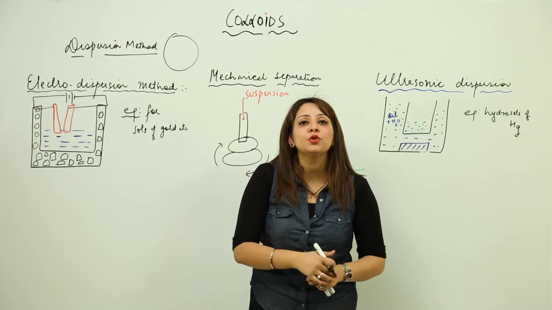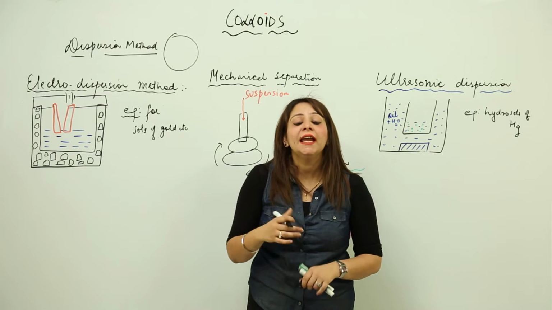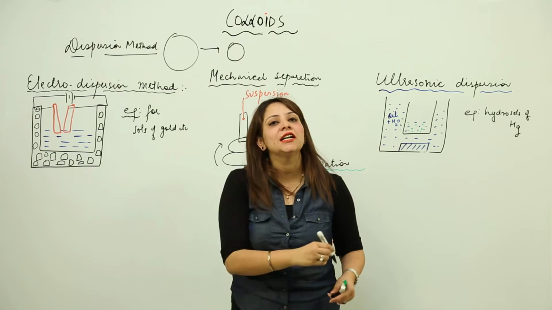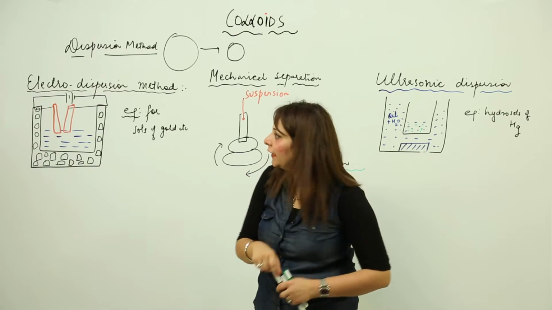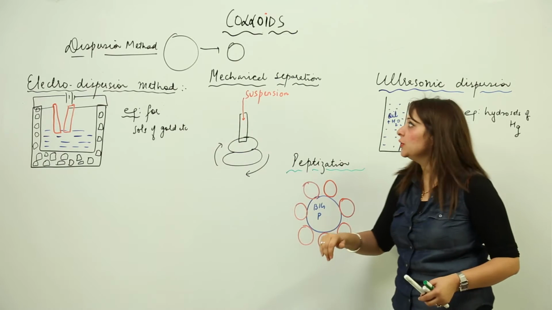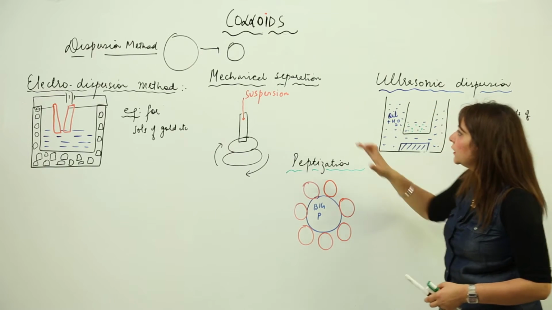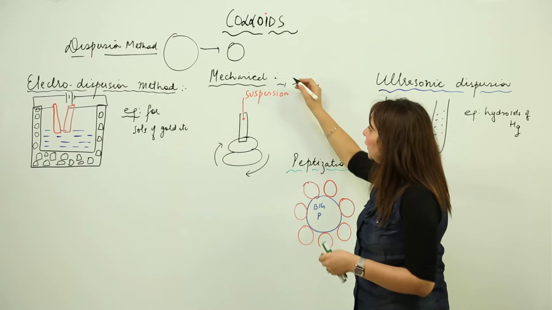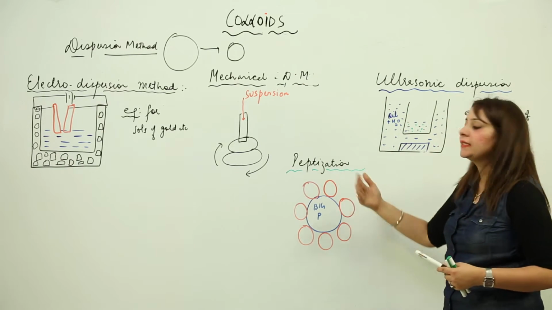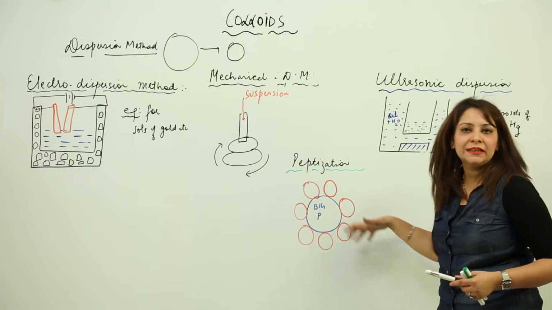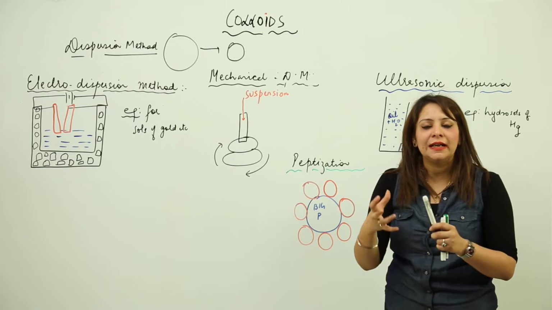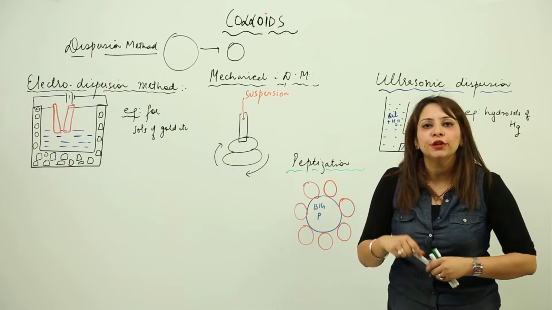So here we wish to have a colloidal solution of this particle, and how can we have that? We can have it by breaking it into particles that fall under the range of colloidal particles, right? For this we have different methods: electrode dispersion, mechanical dispersion, and the third is ultrasonic dispersion, which is not a separation but a mechanical dispersion method, right? And the last is peptization. So these are the four methods that involve the breaking of the bigger particle into particles that fall under the range of the colloidal particles.